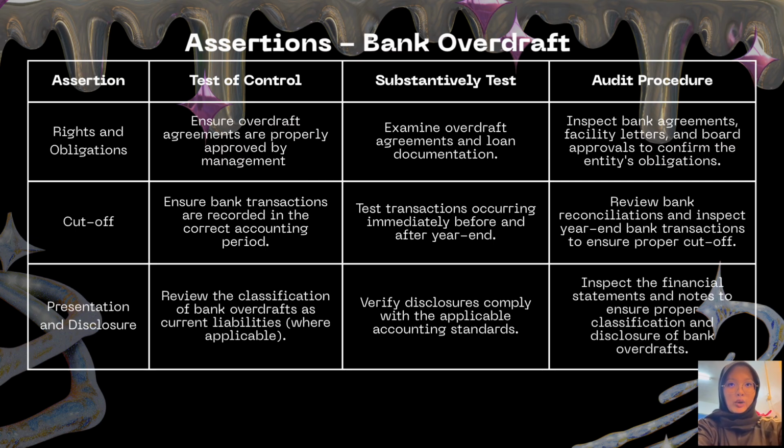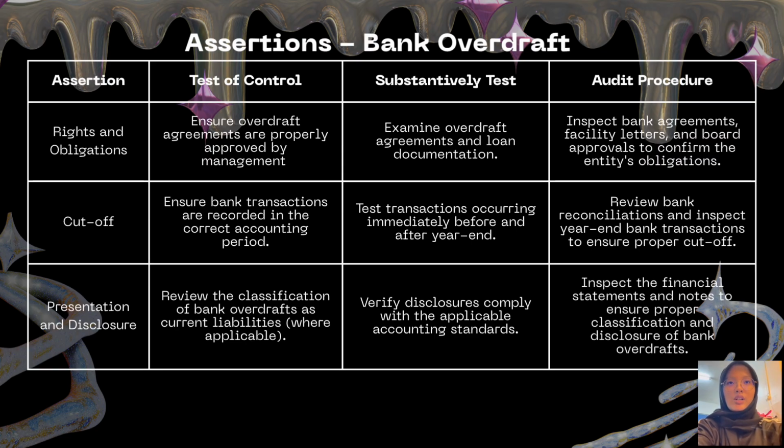Alright, next is cut-off. The objective of the cut-off assertion is to ensure that all bank transactions are recorded in the correct accounting period. This is important because transactions occurring near the year-end can easily be recorded in the wrong financial year. If this happens, both liability and finance expenses may be overstated or understated.